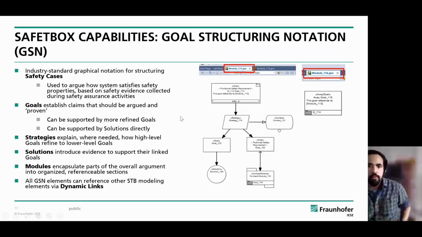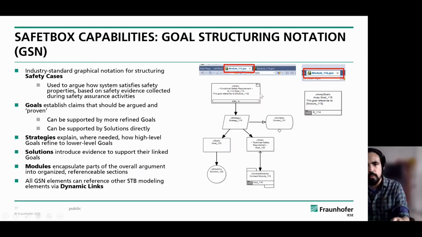Next, another feature of the Safety Box tool is being able to support Goal Structuring Notation safety cases. And this is not limited to just safety cases. It can also support any kind of assurance case, basically, which includes cybersecurity cases if needed.